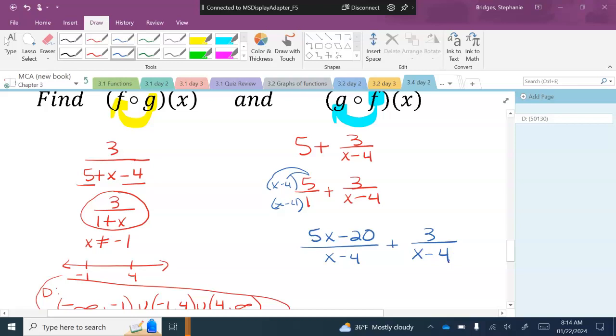Now you can finish it. Add the two fractions together, combine any like terms that you need, and then check out the domain. Did it add any other restricted values besides the 4 that we started with, like the first part, or is it just going to keep the 4?